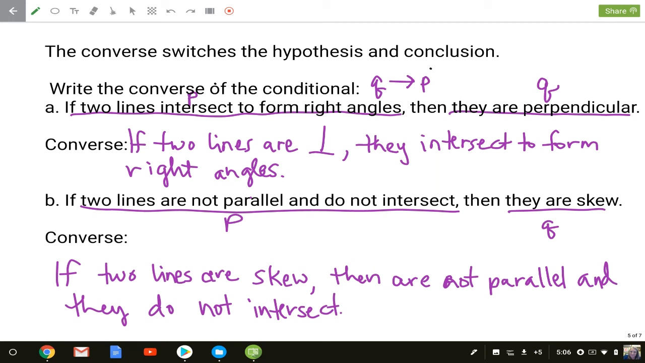Then on part B, if two lines are not parallel and they do not intersect, then they are skew. That also has a true truth value. Anytime the hypothesis is true, the conclusion is also true. And if I look at the converse, it is also true. Anytime two lines are skew, they're not parallel and they don't intersect. There's no counterexample that shows those would be false. So in this case, the converse and its conditional are both true, but that's not always the case.